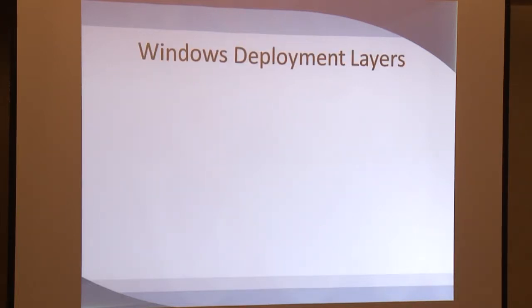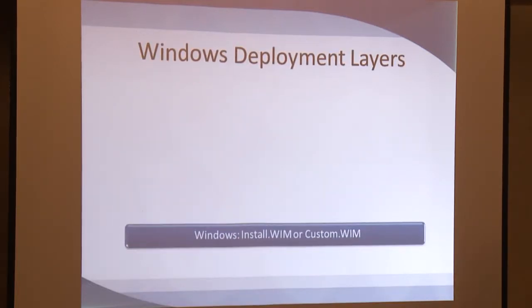So in the Windows deployment layers, you start talking about the install.wim or the custom.wim. Did anybody know when the WIM actually came into the Windows arena? What version of Windows it actually appeared? Anybody guess? Just call it out. Vista, exactly. Vista is when they actually started to make what's called the WIM. What the WIM is, basically, is the operating system in an image.